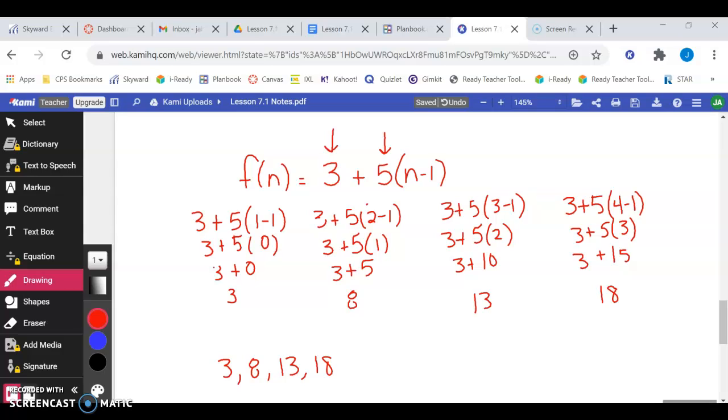So you'll have one question like that on your homework, where you have to find the first 4 terms. All of the other questions will be writing the rules.